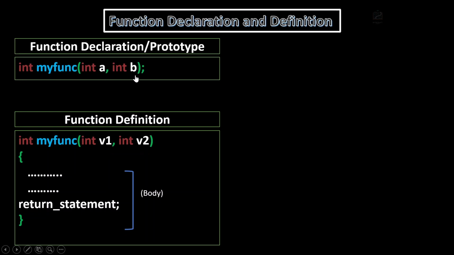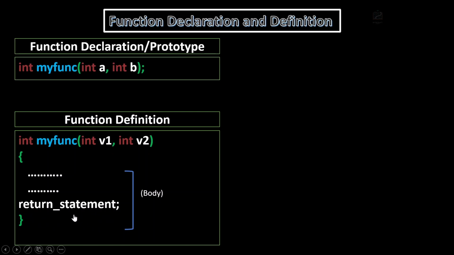So the declaration part should match with the definition part, but the variable name can be different, but the data type right here and the data type right here should match. Also the return type's data type should match, and the name of the function also should match between the function declaration and the function definition. Now within the function definition, we are going to write the necessary functionalities within the function, and finally we will return data out of this function.